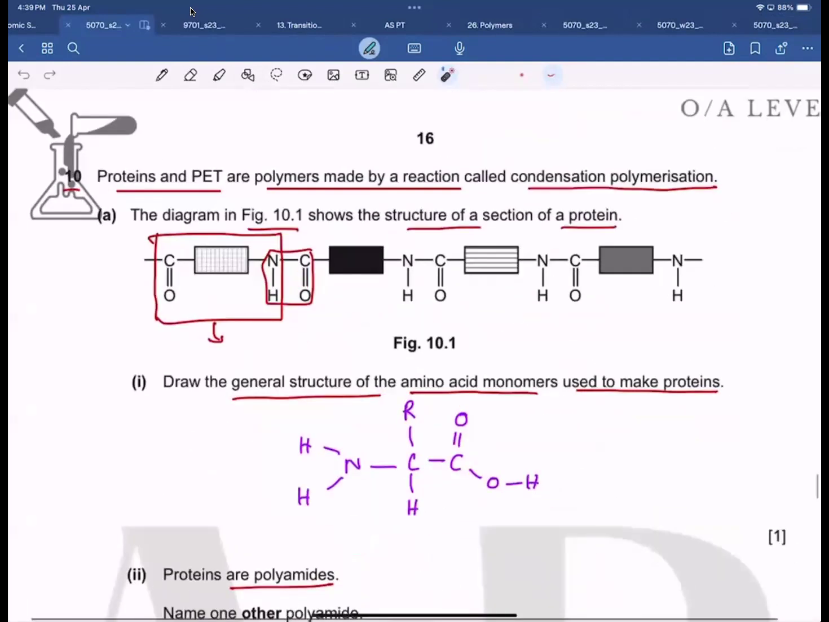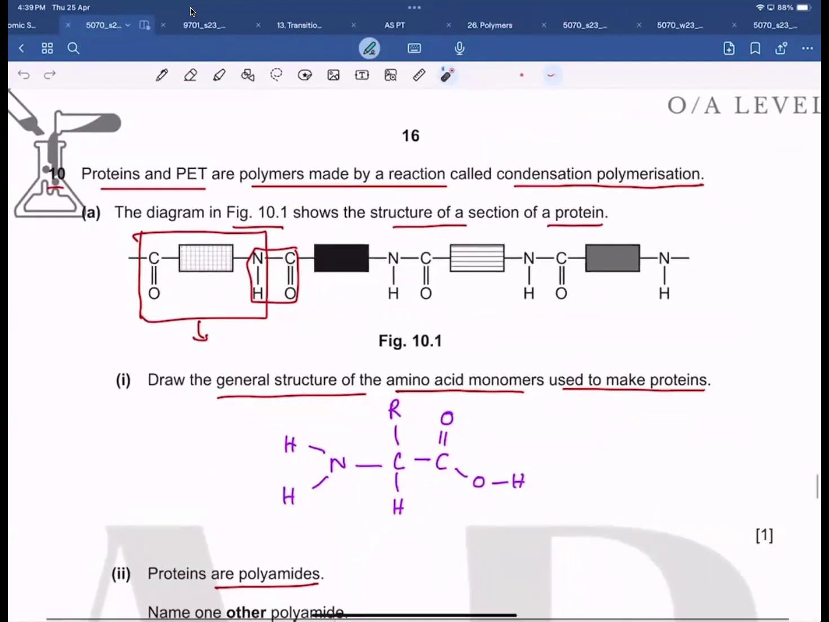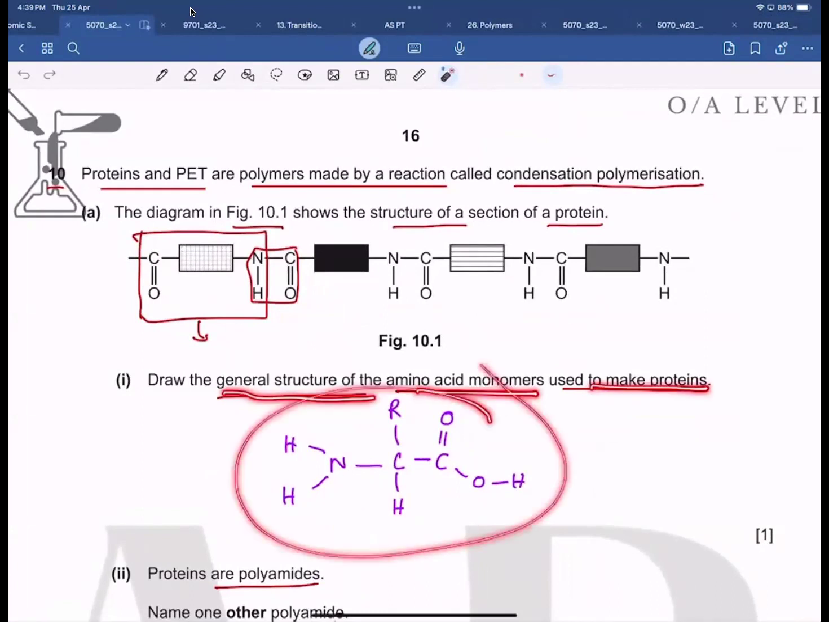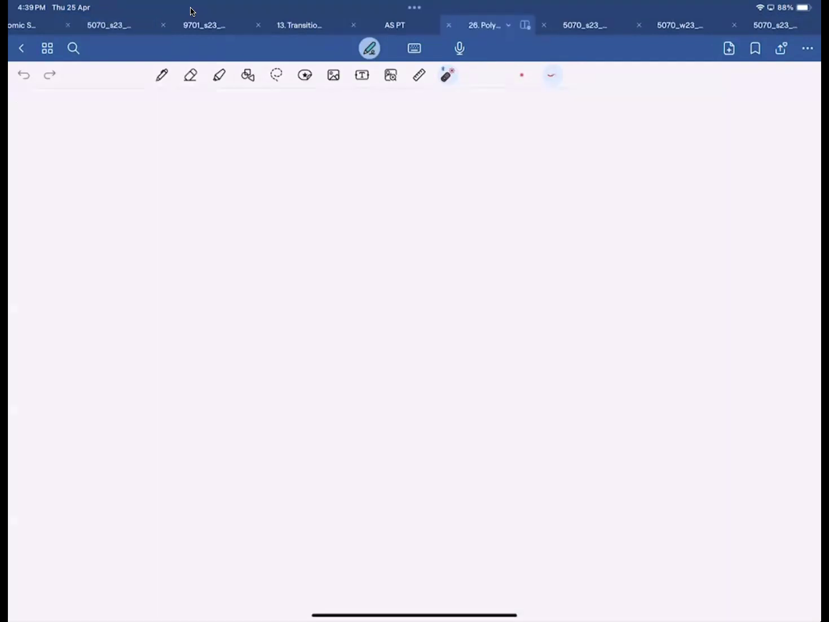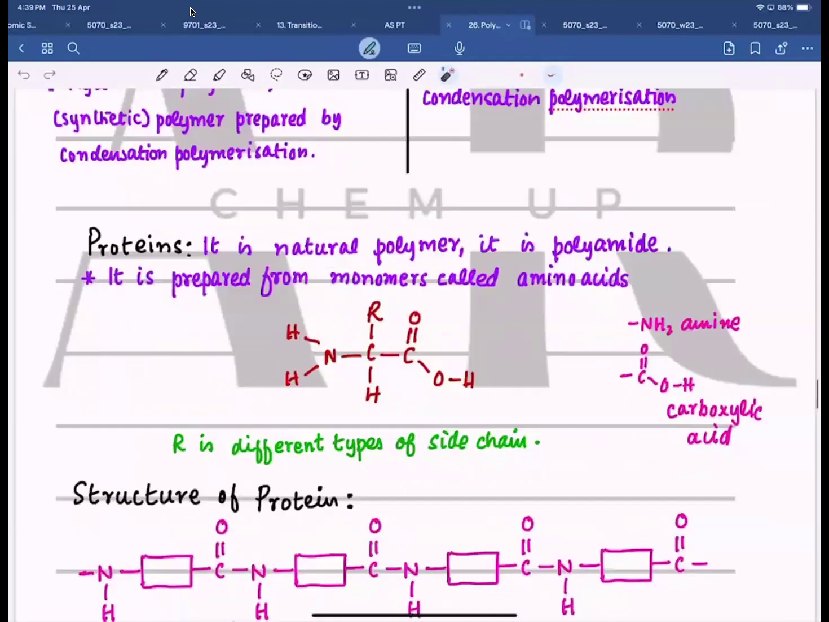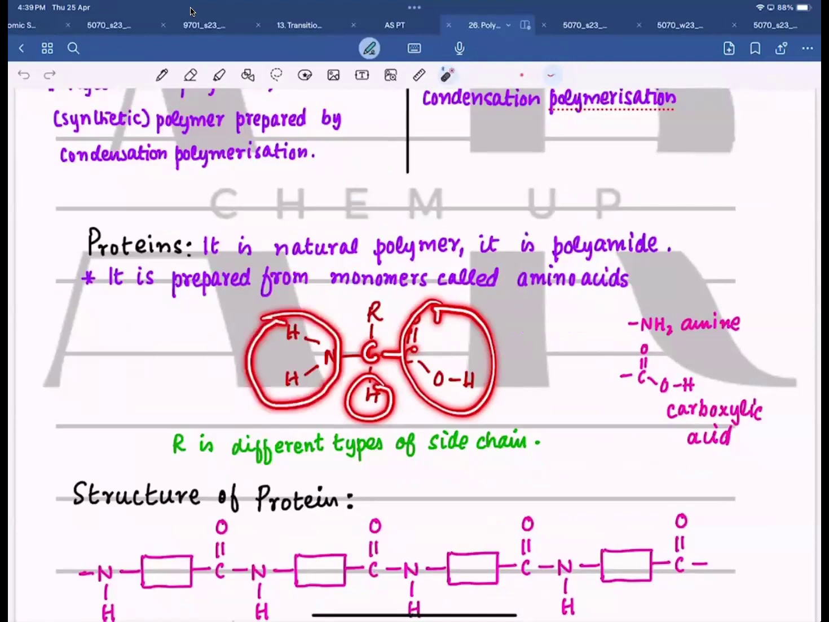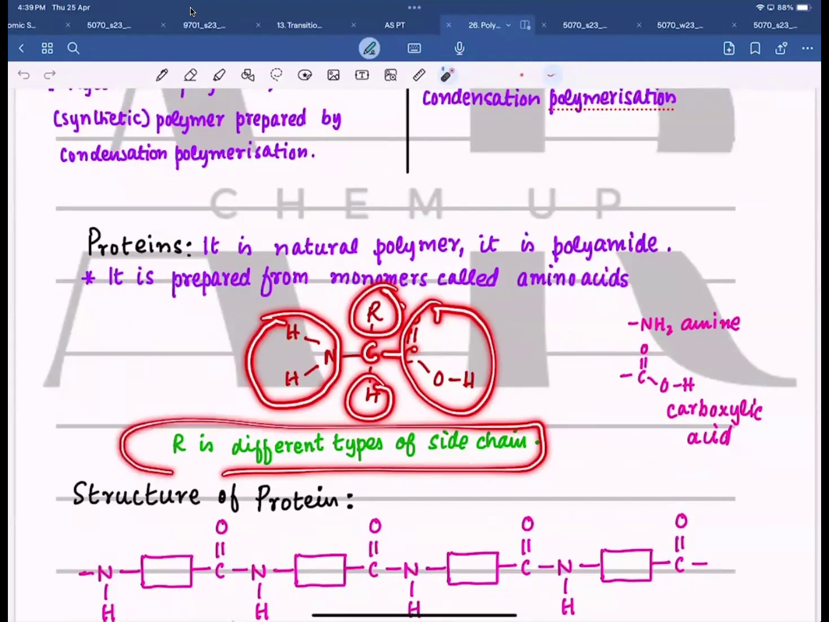Yes, see over here. Draw the general structure of the amino acid monomer used to make protein. So it's this. You have to remember that the amino acid has a carbon, and that carbon has one bond with the carboxylic acid, a second bond with the hydrogen, a third bond with the NH2, and a fourth bond with the R. R means it can be a different side chain. There are multiple structures R has. Is this clear?